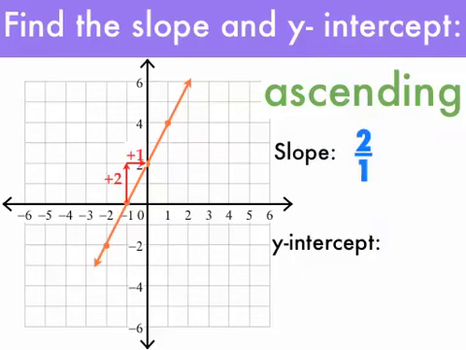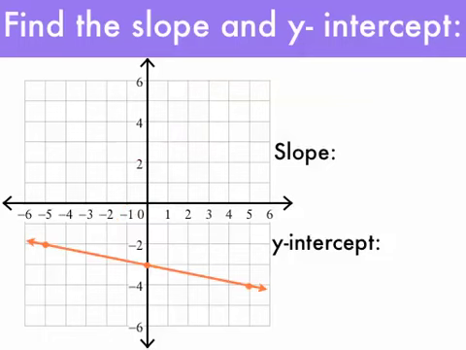Remember, if I can write this as a whole number, I do want to, and 2 divided by 1 is just 2. The y-intercept of this line is going to be at this point, which is at y equals 2. So in this case, my slope and my y-intercept are both 2.